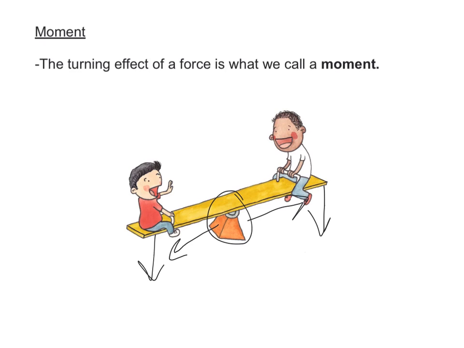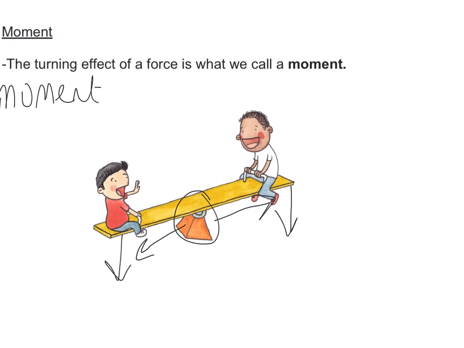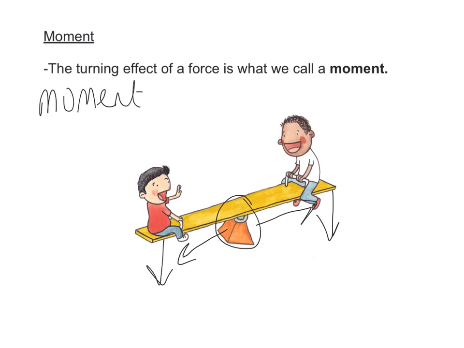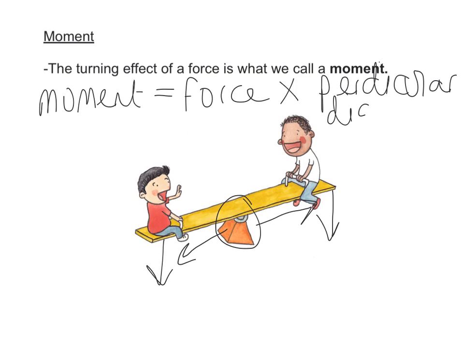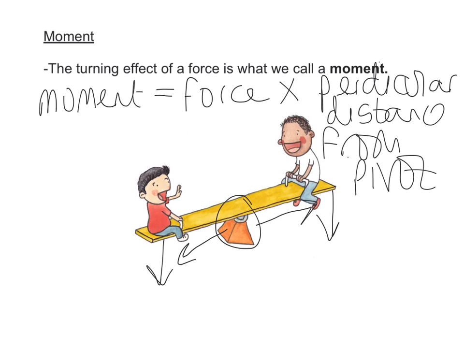Therefore, the actual calculation, how to work a moment out, would be: moment equals force times perpendicular distance from the pivot.